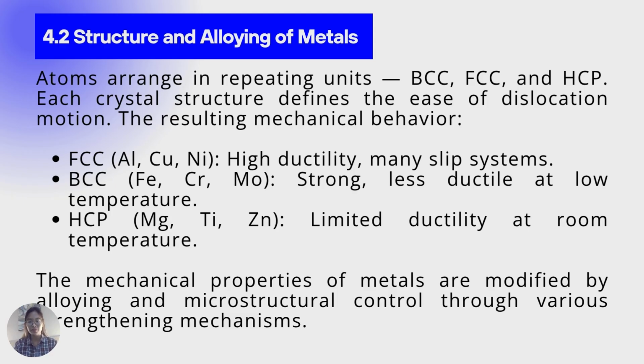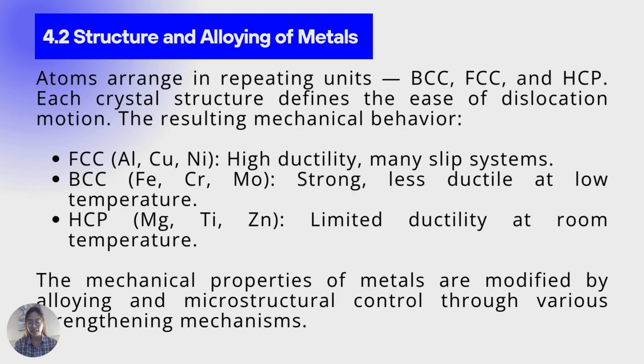FCC metals, such as aluminium, copper, and nickel, have many closely packed slip systems. This makes them very ductile and capable of sustaining large plastic strains without fracture. That's why they're used in forming operations like rolling, drawing, and pressing.